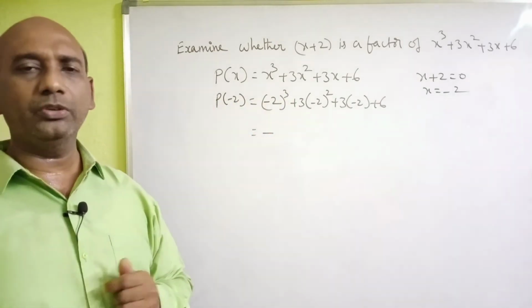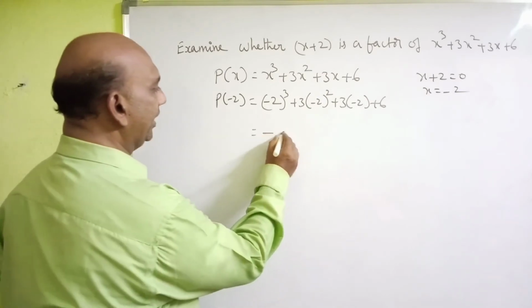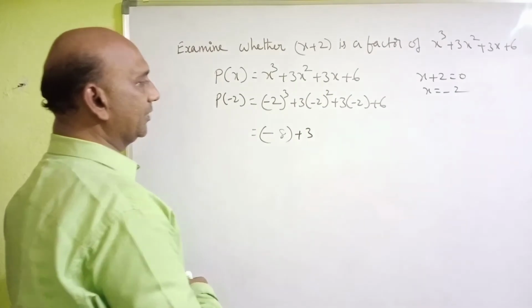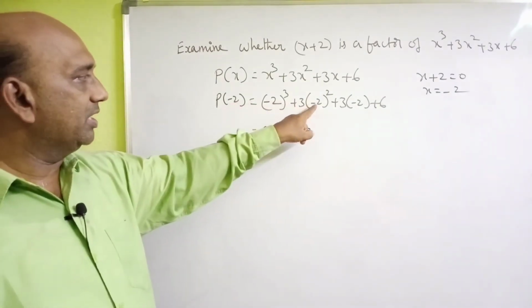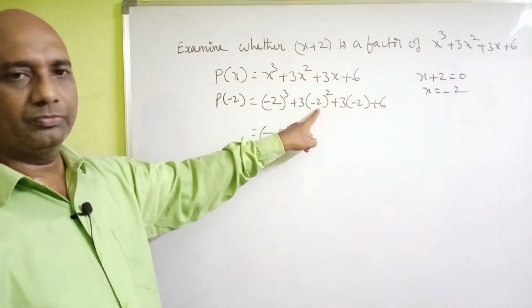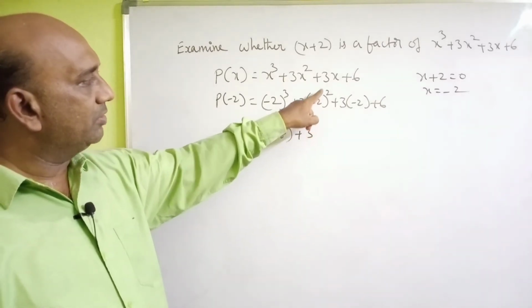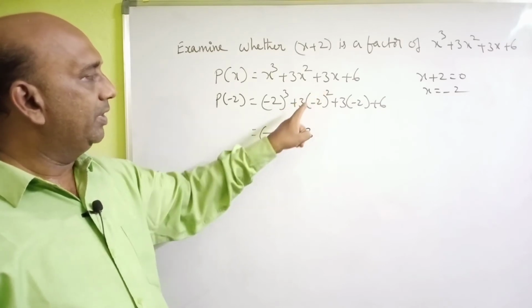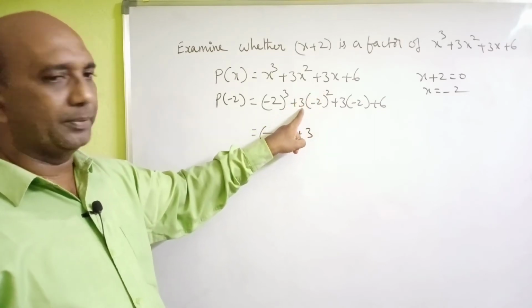2 cube means 2 into 2 into 2, that is 8. And then plus 3 of. Without squaring this minus 2, we should not multiply 3 into minus 2, because this term has a square. Without squaring this, we should not multiply by 3.